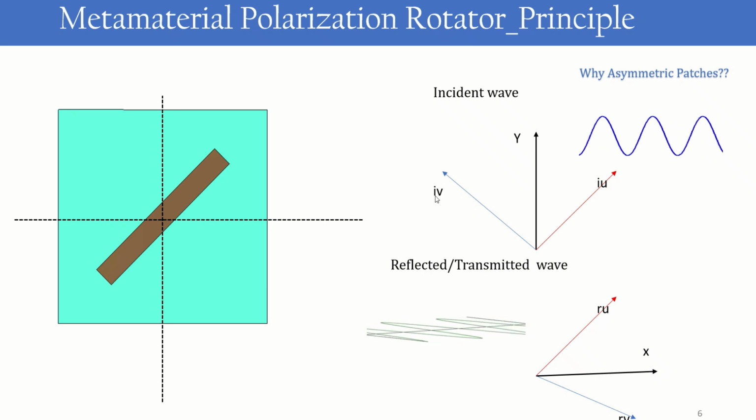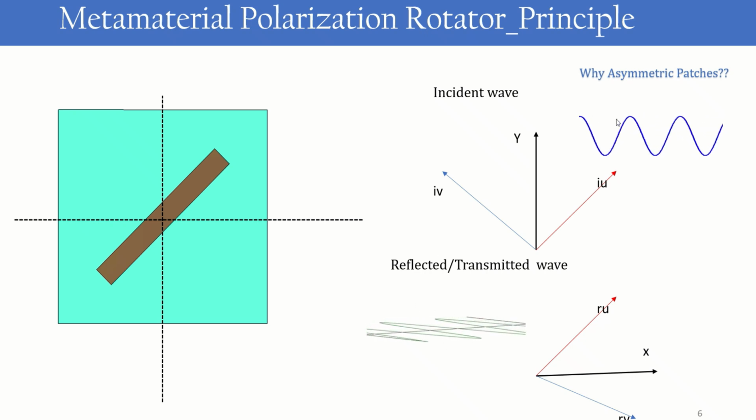due to the asymmetry, the V component will be in the opposite direction. So the V component is in the opposite direction. So the resultant direction of the wave will be along the x-axis. That means the resultant component of the wave is horizontally polarized or x-polarized.